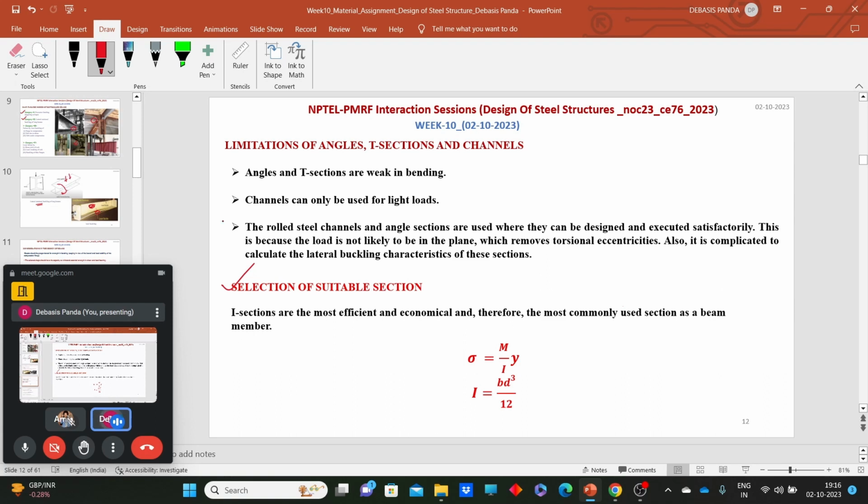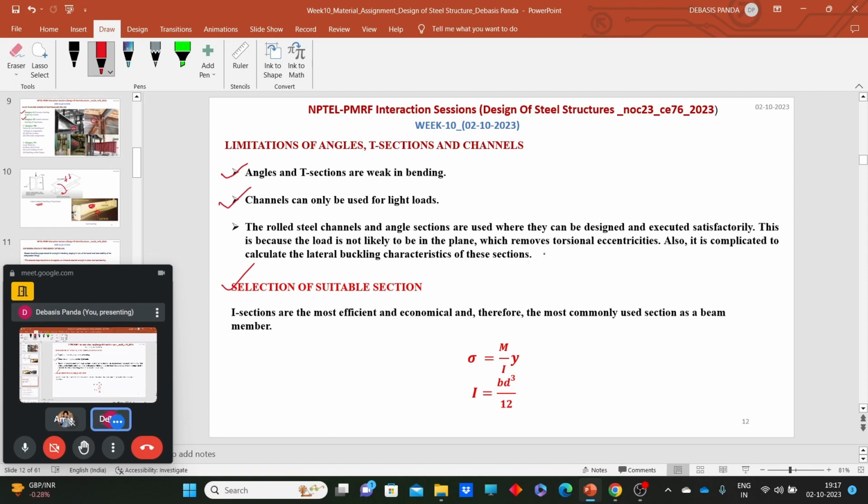Angle sections and T sections are weak in bending, but to design a beam properly, we need to ensure that it will not fail in bending, because due to the transverse loading, bending moment will occur. Channel sections we can only use for light loads, otherwise there is a tendency of overall torsional buckling or local buckling failure.